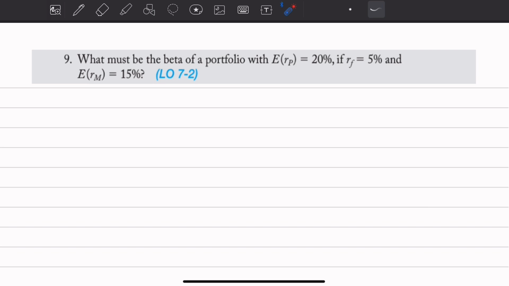In this series we're going to be looking at chapter 7 exercises from our investment course BUS 325. And in this particular video we're going to be looking at problem number 9. So let's read the problem together. It says, what must be the beta of a portfolio with an expected return on the portfolio of 20% if the risk-free rate is 5% and the expected return on the market is 15%.